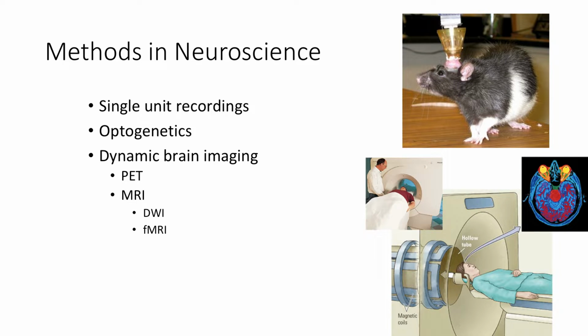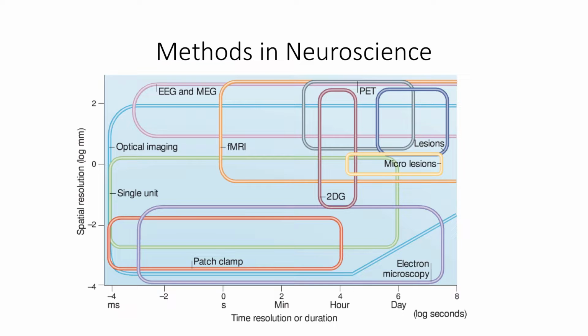So in this video we are going to cover some methods that we use to study the brain, or methods used in neuroscience. So we're going to talk about single unit recordings, optogenetics, and some dynamic brain imaging methods such as PET scanning or MRI scanning. So let's get started.